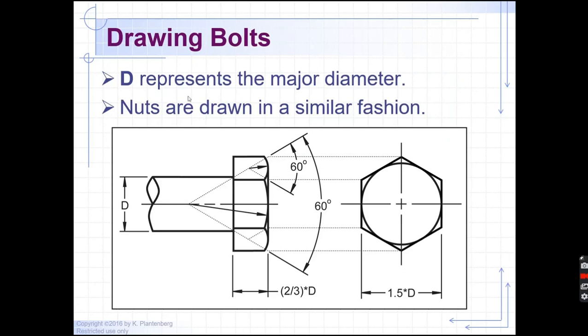Okay, D represents the major diameter, that is here. And a bolt is usually about the same. Here is the distance across the flats. It is usually 1.5 times the major diameter. Here is the height, which is 2/3 diameter, or the diameter, depending on how it's made.